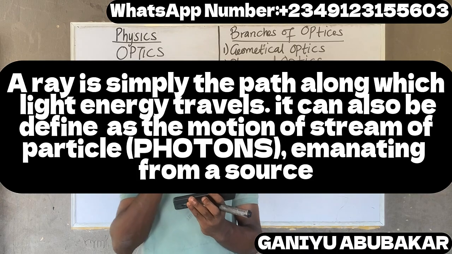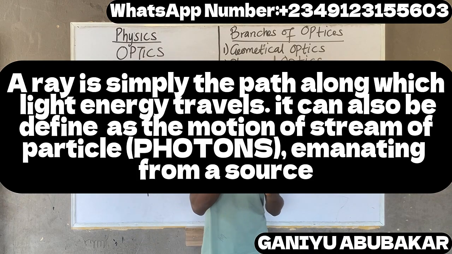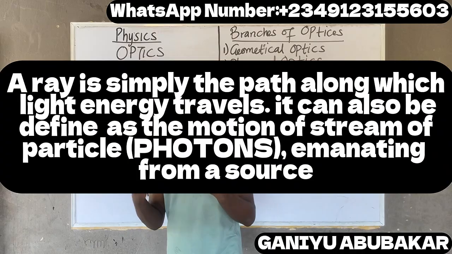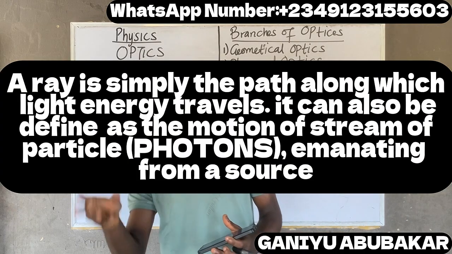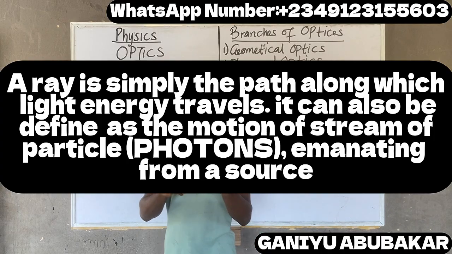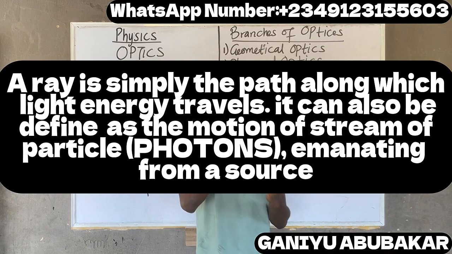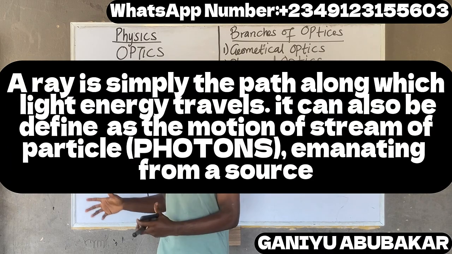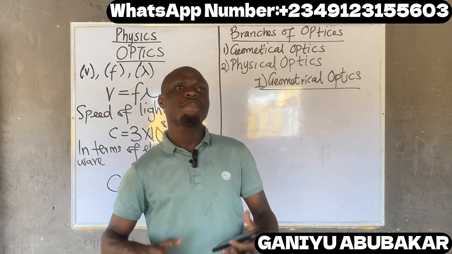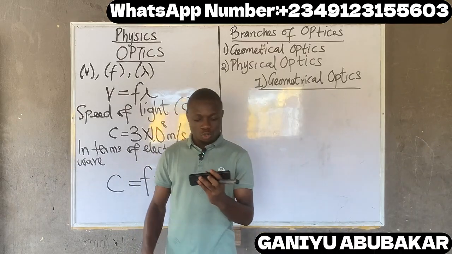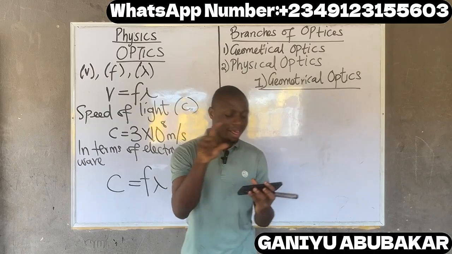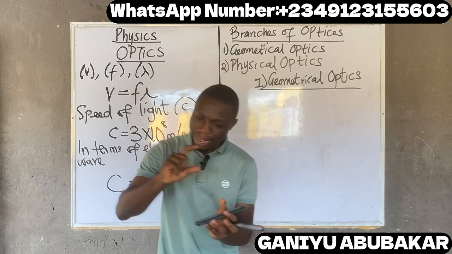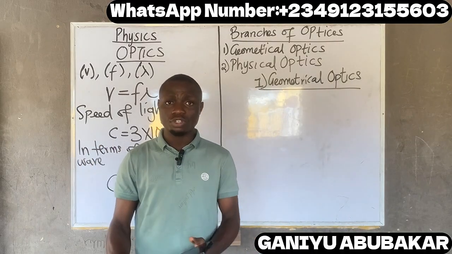All right, so stop. It can also be defined as the motion of a stream of particles, in brackets photons, emanating from a source. Full stop. So I'm saying that a ray is simply a path along which light energy travels. That's all. That's a ray, right? So a path that allows light energy to travel is called a ray.